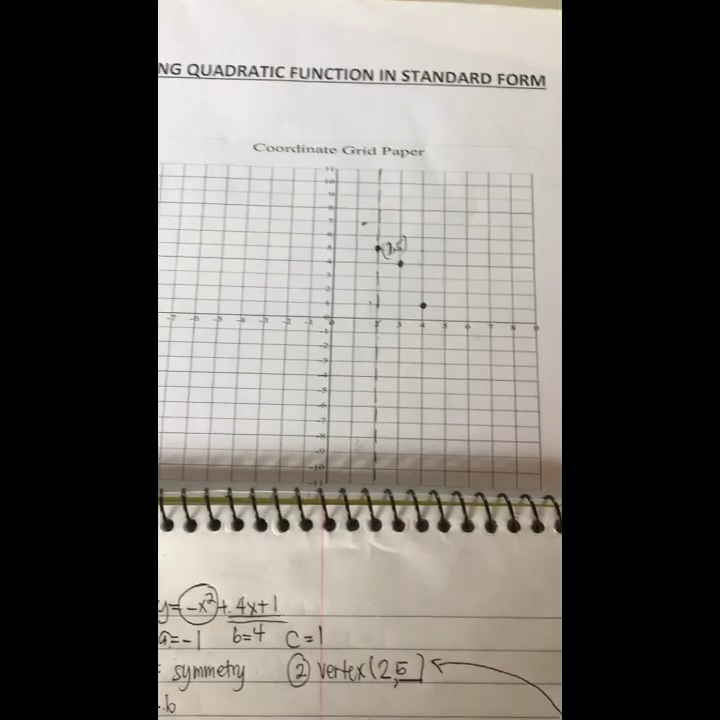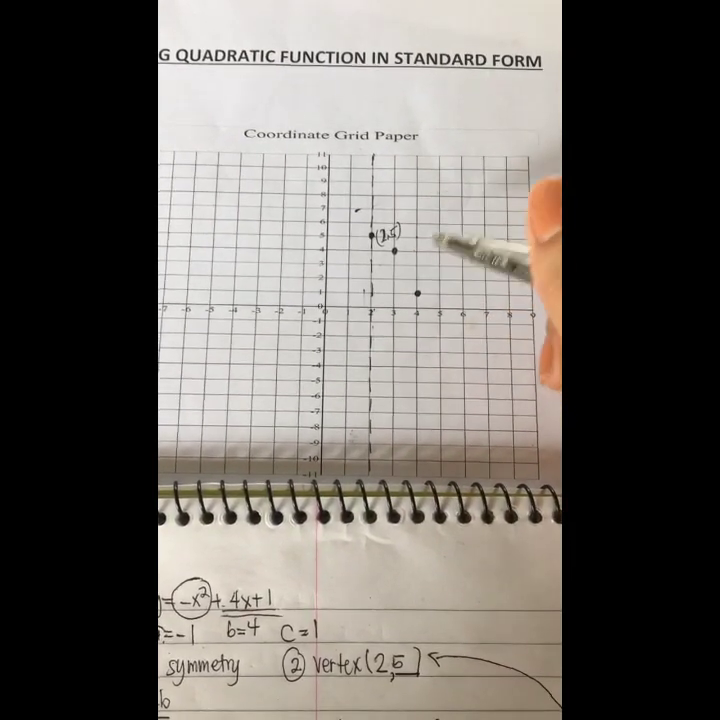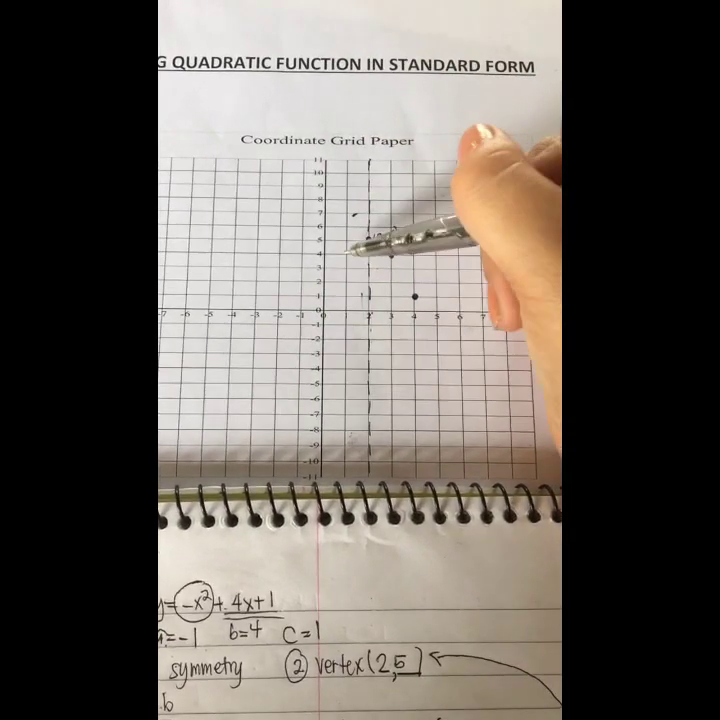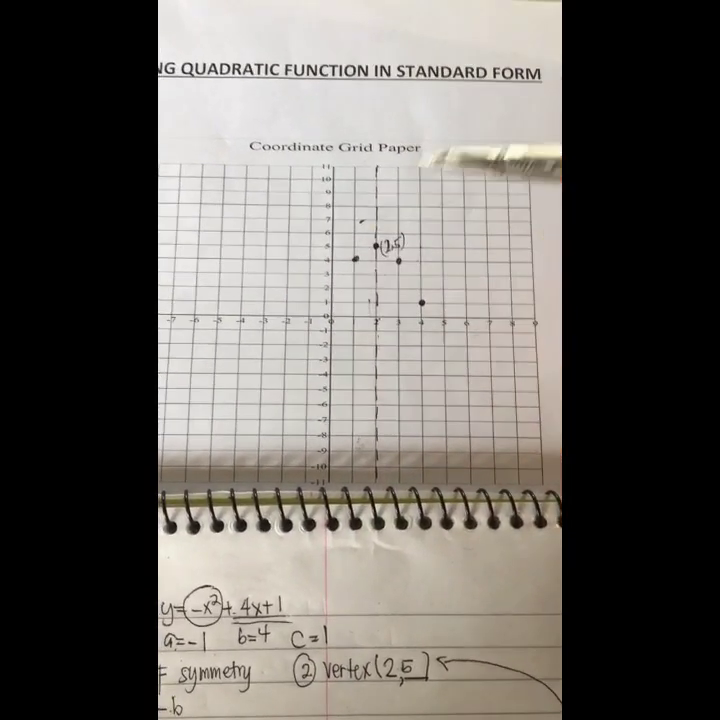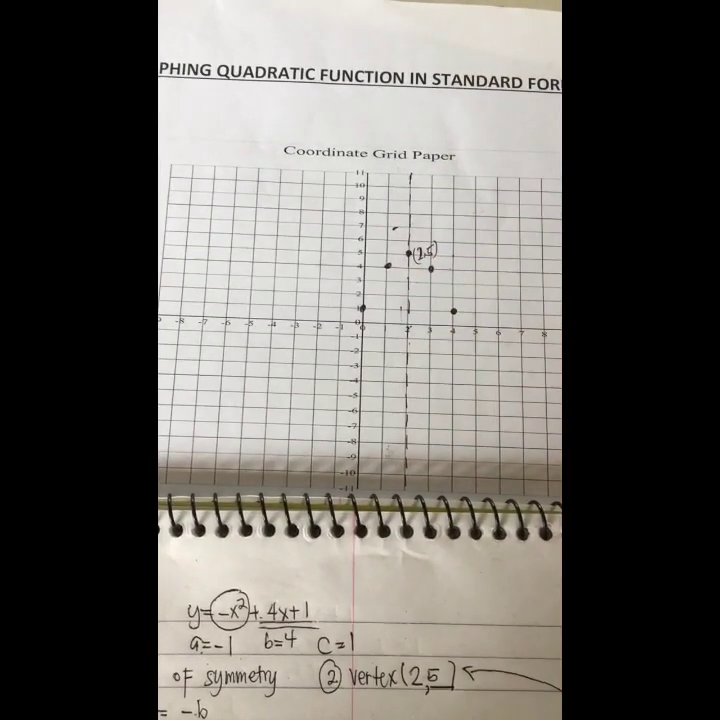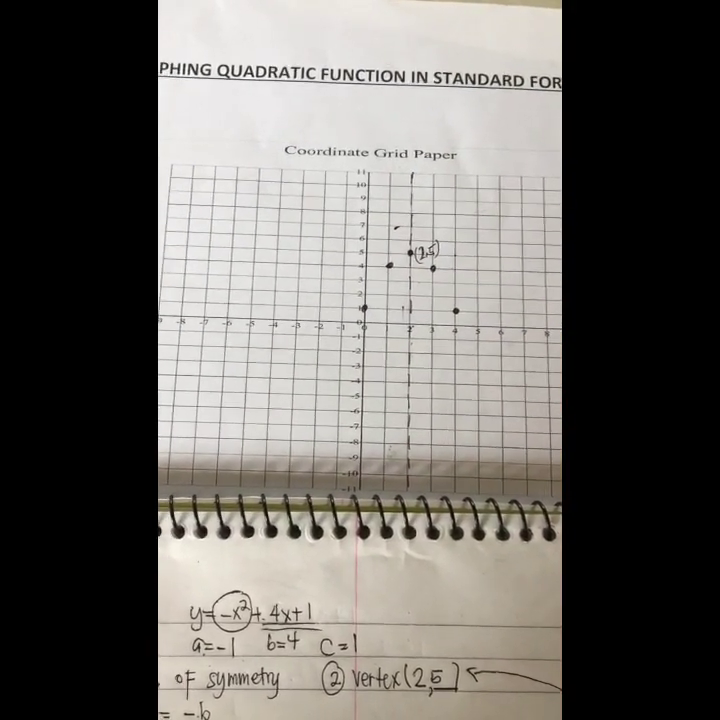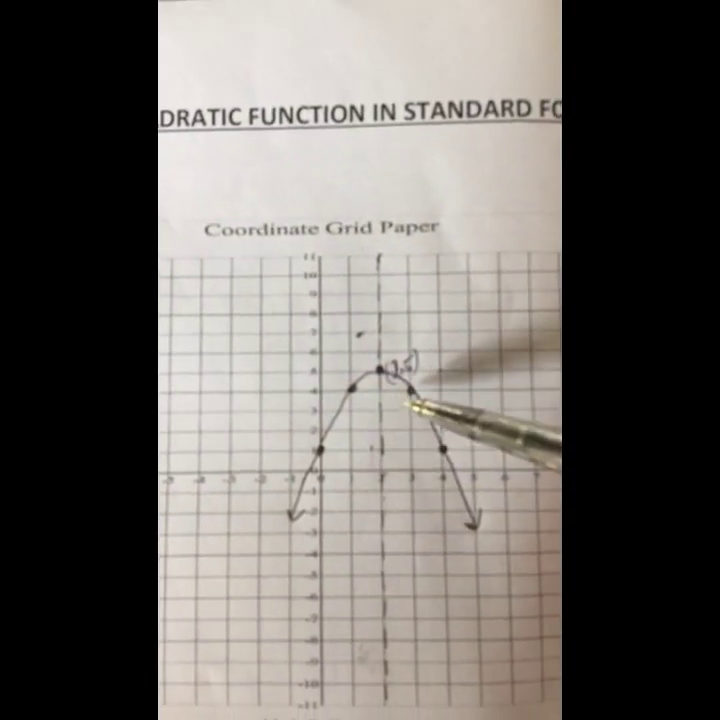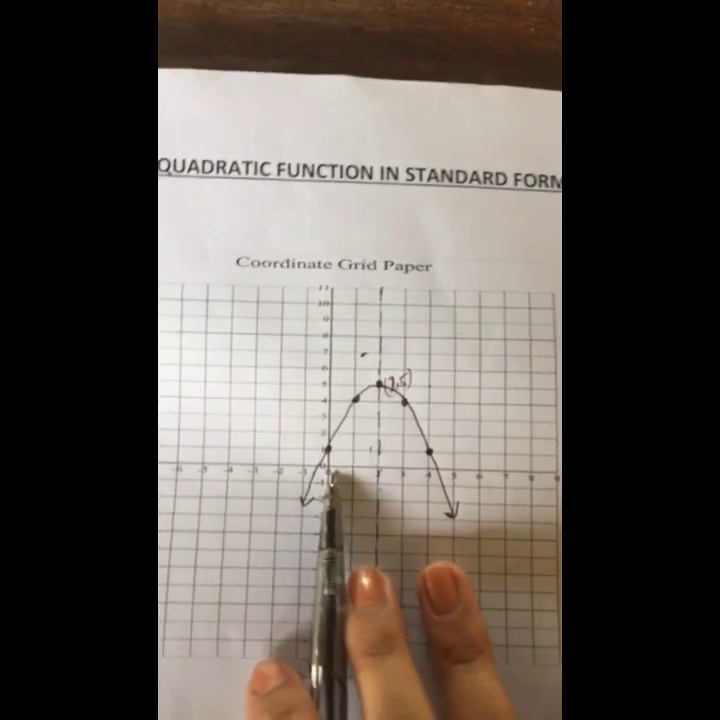Okay, and now we have 2 points. All we have to do is reflect them to the other side. So here and here. And after which, you draw your parabola. And here you go.